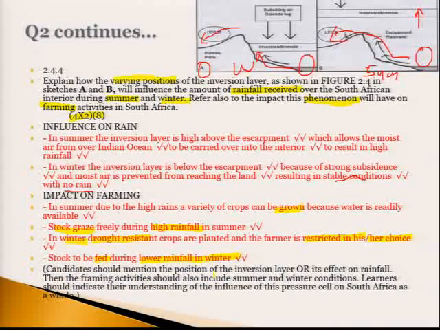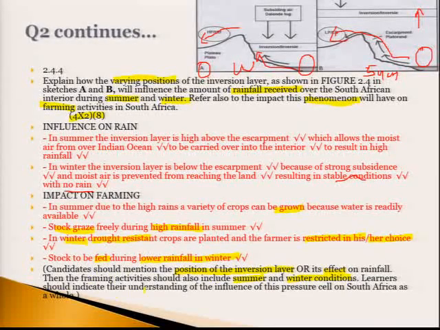Candidates should mention the position of the inversion layer. Where is it? Is it high above the escarpment or low above the escarpment? And what will be its effect? If it's high above the escarpment, there will be rainfall in the interior because moisture will pass through. If it is below, there will not be. Then the farming activities should also include advice to the farmer during summer and also during the winter conditions.